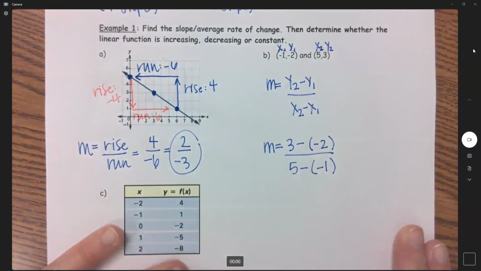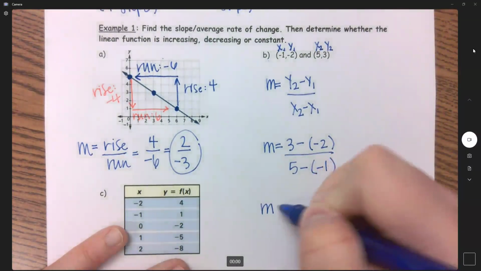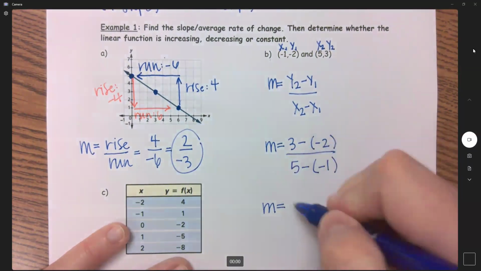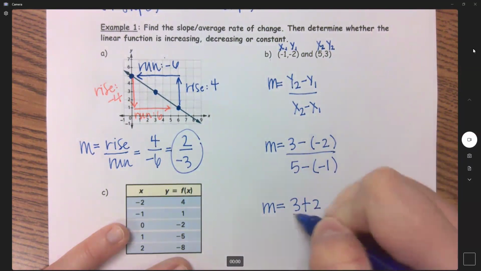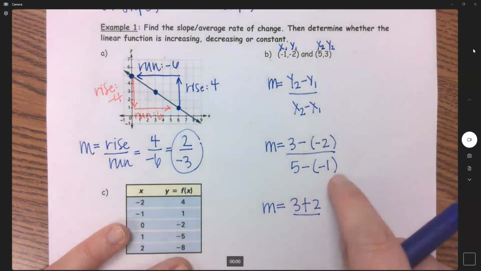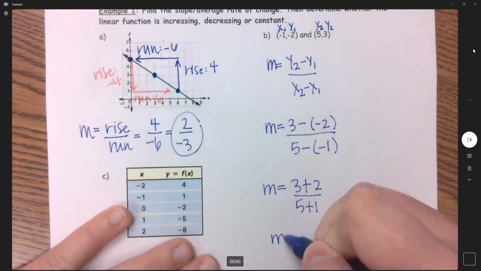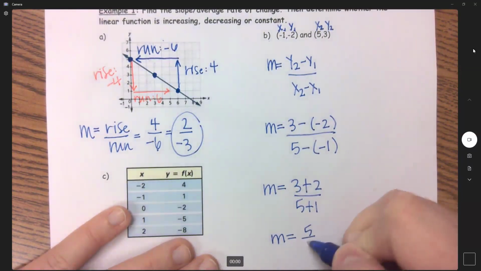Okay, we're subtracting negative numbers. When you subtract a negative number, that's the same as addition. So 3 minus a negative 2 is the same as 3 plus 2. 5 minus a negative 1 is the same as 5 plus 1. So here, my slope is 5/6.